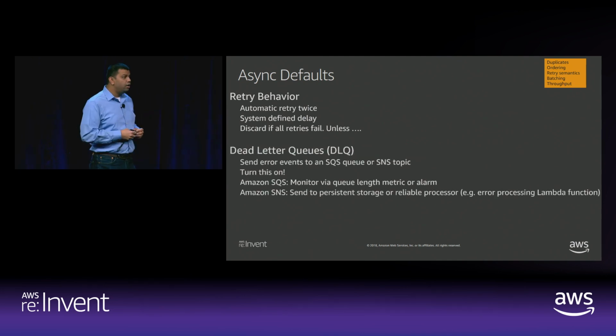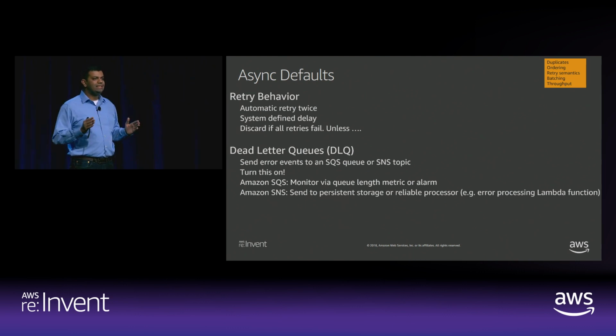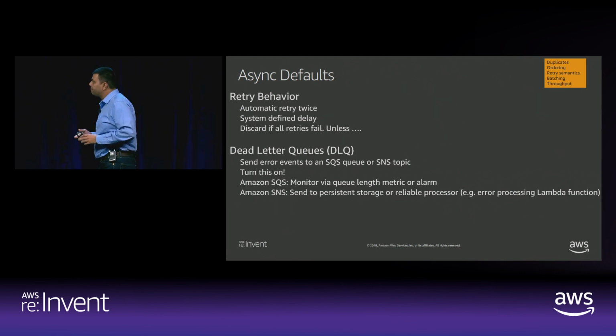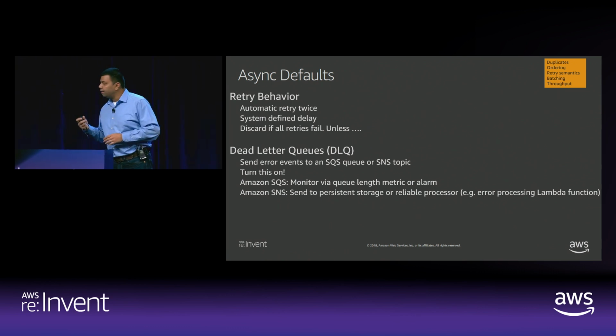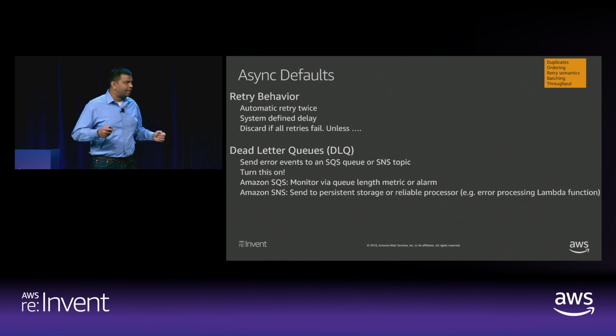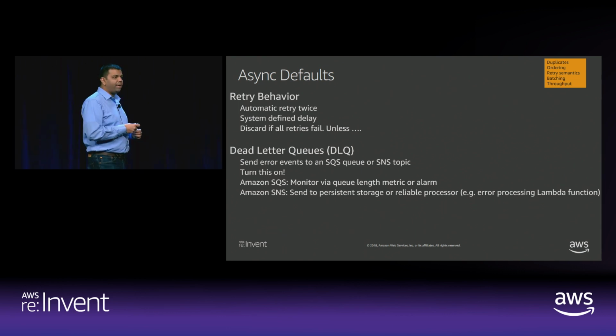Now, what you can do is on the function, you can configure a dead letter queue. And the dead letter queue basically sends these error events, the events that have not been processed after 3 retries, to a SQS queue or as a notification in an SNS topic. And if you are developing applications at scale, our recommendation is you should turn this on so that you don't lose events that are not able to be processed and they have errors.